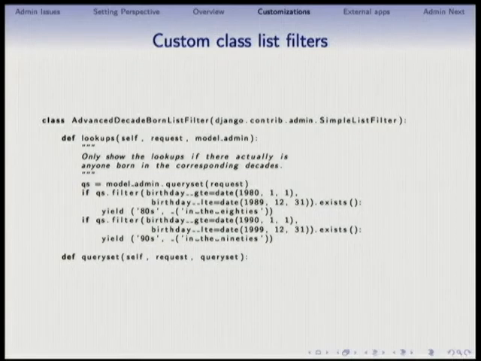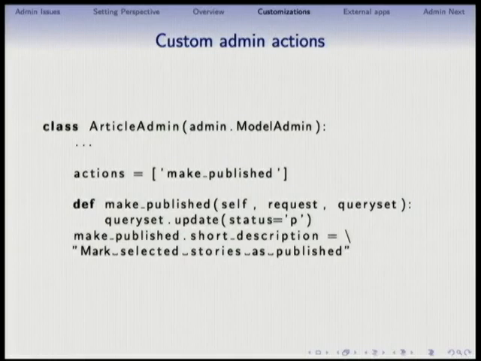As of Django 1.4, in order to create a filter, you just extend a simple list filter, and then you define two methods on it. One of them is a lookup, one of them is a query set. The lookup defines what you want to display in the filter side of it, and then in the query set, you actually return the data that you want to display by filtering and excluding whatever you want to. This is as simple as it gets in order to create a list filter.